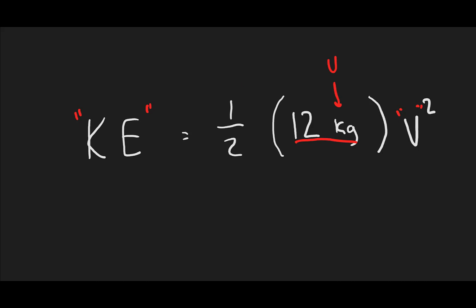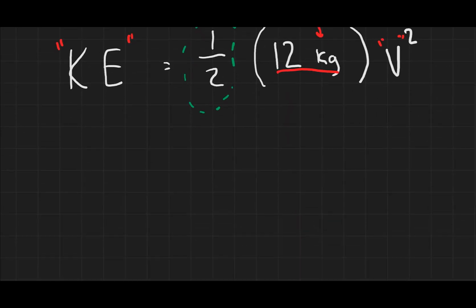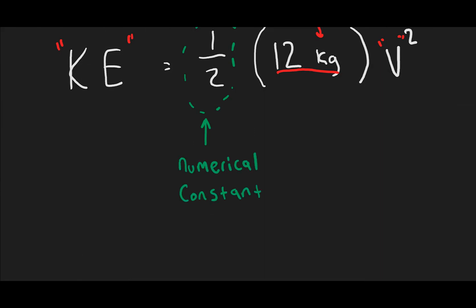And this thing right here, the 1/2, what is that? It's not a variable, right? Because you don't put a measurement in there. And it's not a unit because it's not attached to a number. It is a number. So what do we call that? If something is not a measurement or a unit, it's just straight up a number in an equation, we call it a numerical constant.